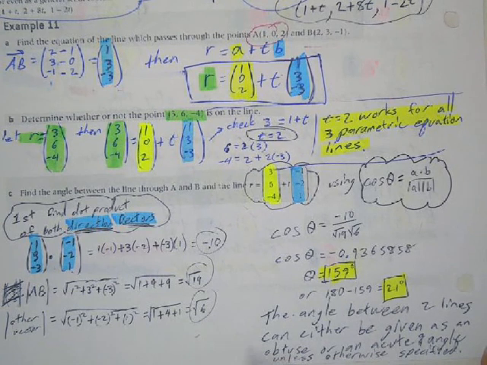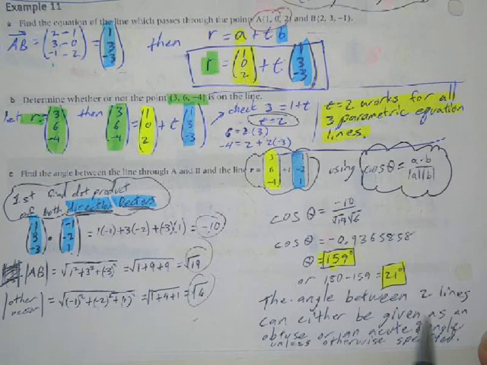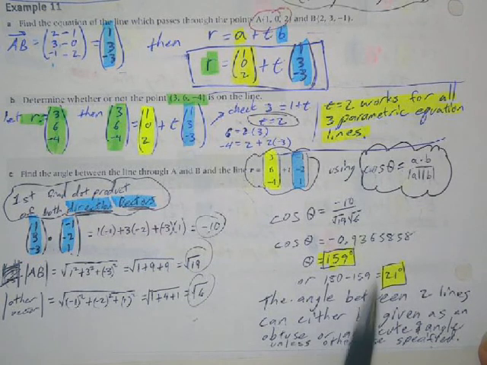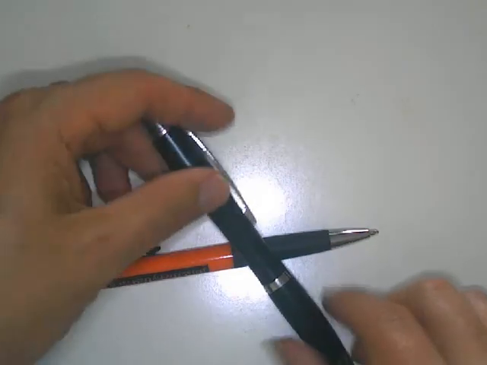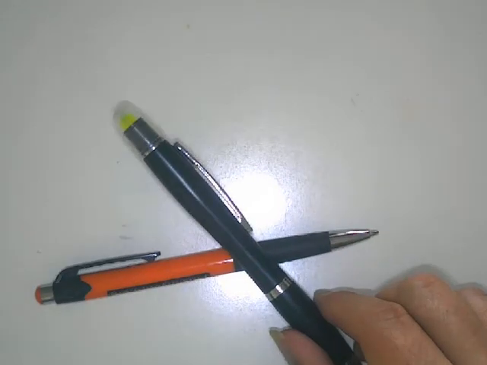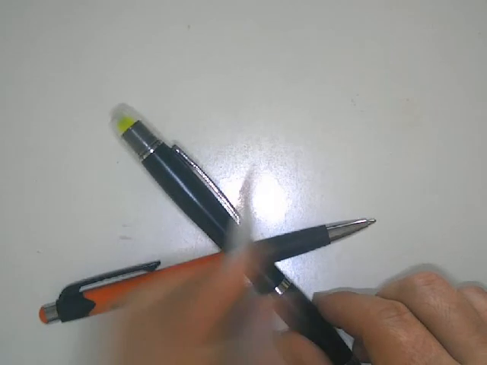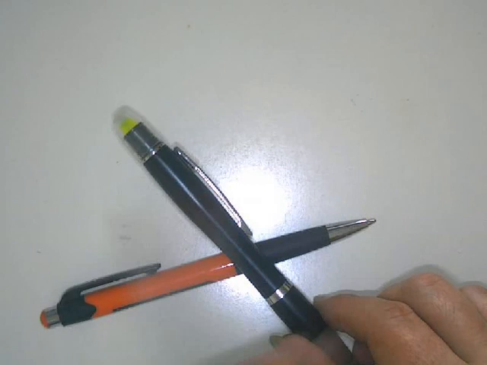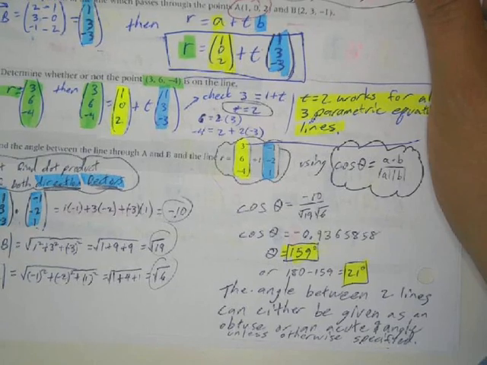So the angle between the two lines can either be given as an obtuse angle or the acute angle unless it otherwise specifies. So sometimes they may say, what is the acute angle? Or they may say, what is the obtuse angle? Because if I have two lines, let's pretend these are my two lines, it should make sense that I'm either going to get an acute angle or over here I'm going to get an obtuse angle. So you will get two possible answers, and they're going to say, oh, give us the acute one, oh, give us the obtuse one. Okay, reflect.